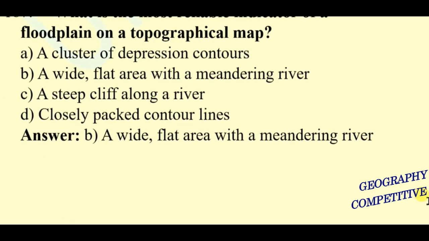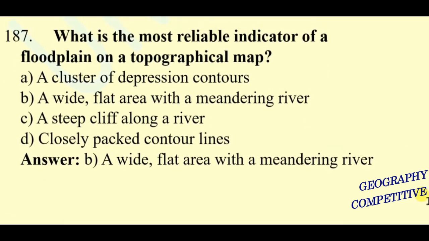Question 187. What is the most reliable indicator of a flat plain on a topographical map? A cluster of depression contours, a wide flat area with a meandering river, a steep cliff along a river, closely packed contour lines. The right answer will be a wide flat area with a meandering river.